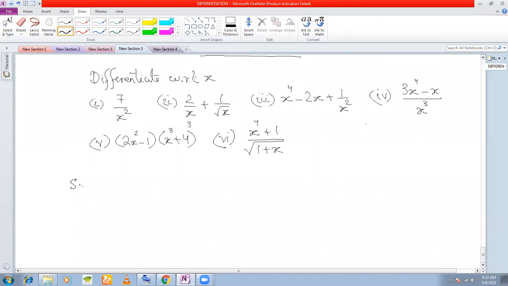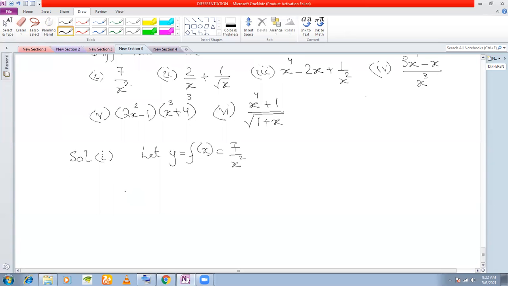Okay, so let's start with the first one. Whenever you are given this kind of function, differentiate with respect to x, your first step should be to assume the function to be y is equal to f of x is equal to 7 by x squared. This is what you assume. So therefore, your next step will be differentiating y. dy dx is equal to, whether you write dy dx or f dash x, as I told you, it's the same thing, d dx of 7 by x squared.